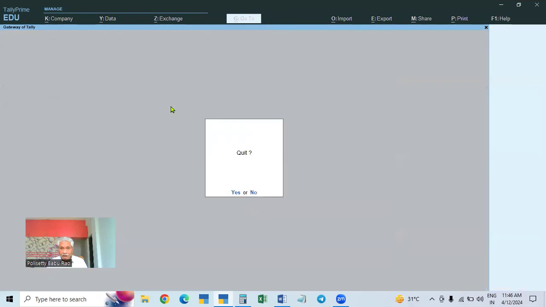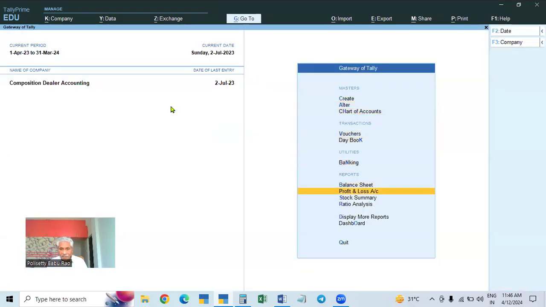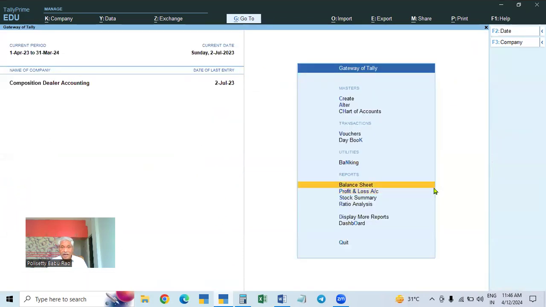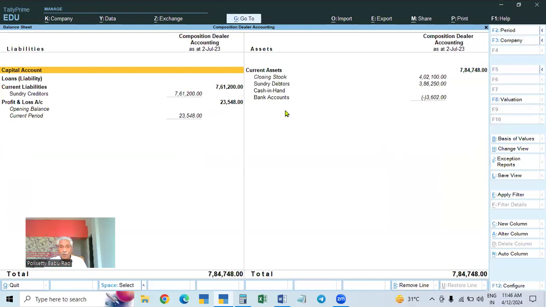Now if you go to the balance sheet and profit and loss account, the balance sheet will be the same. In the profit and loss account, see here, F1. All these are shown already, but now see the extra. The taxes paid are indirect expenses from our pocket, so they show in the profit and loss account as indirect expenses, CGST, SGST, the expenses we are paying. In the balance sheet, we are paying through bank, so the bank balance will go down. Here there is no balance, so it is showing as minus.